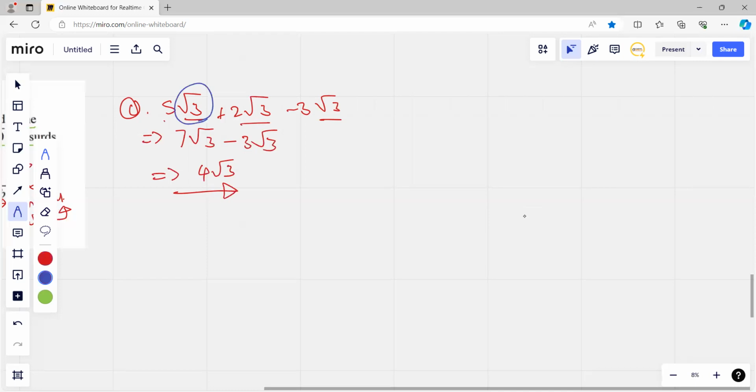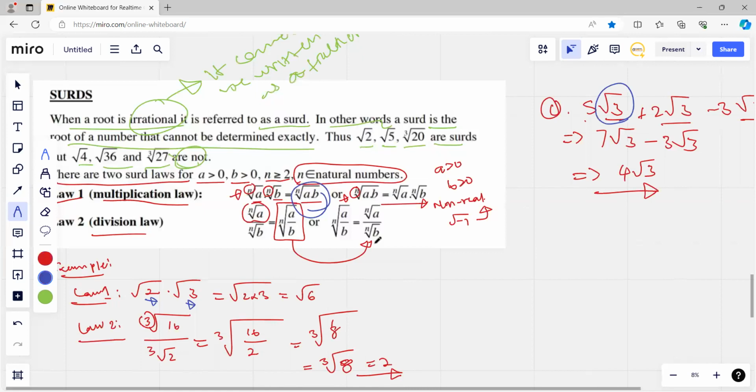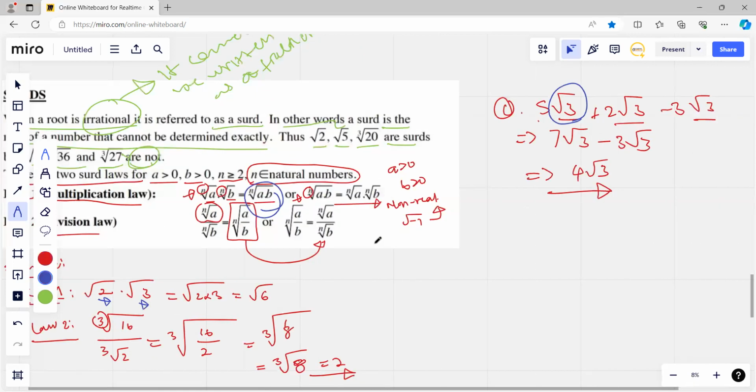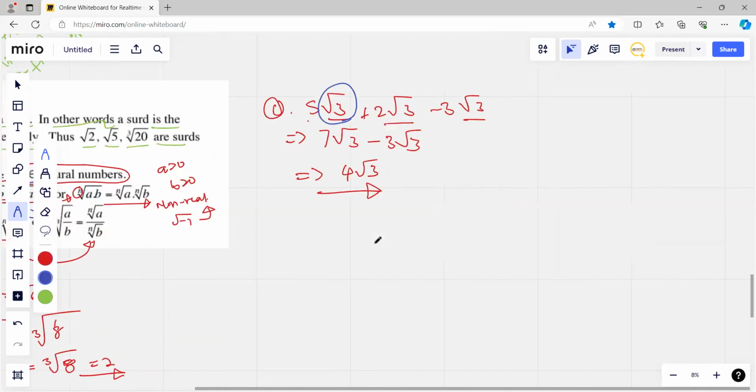Because a surd is a root that is irrational. As we said here, a surd is a root that is irrational. So from that instance, this part is a surd, this part is a surd. When the surds are the same, meaning we have to add them or subtract them, because that determines what like terms are. Okay, let's look at the second example.